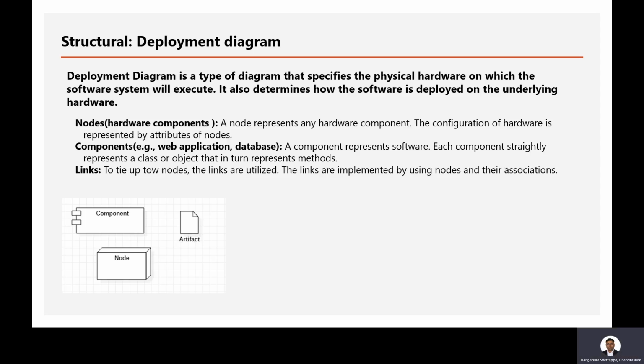This deployment diagram uses a few notations. One is called a node. A node is always used to represent a hardware component. If you have a server, you always represent it with a notation called node, as shown in the diagram. Very simple. A node represents the hardware component or its configuration.